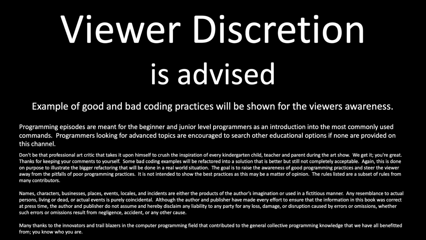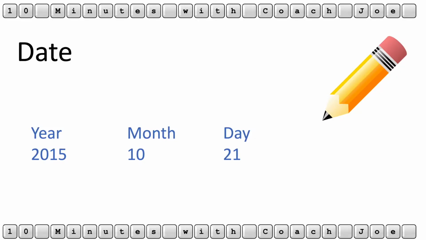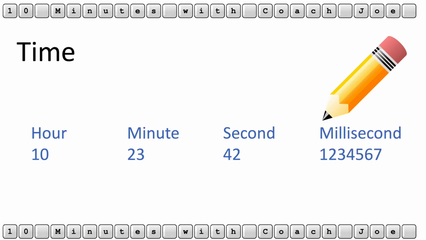It is up to you to continue to research uses and features of existing data types along with discovering new data types. Date data types are used to hold dates and times. A date can be broken down into year, month, and day. Time can be broken down into hour, minute, second, and millisecond. We will review some classes used to hold the date data type.